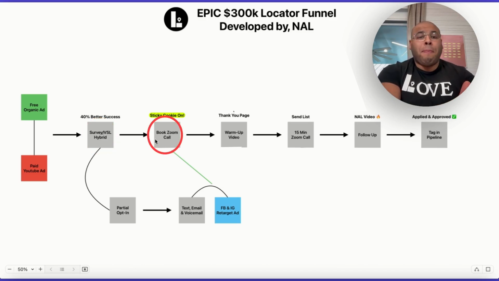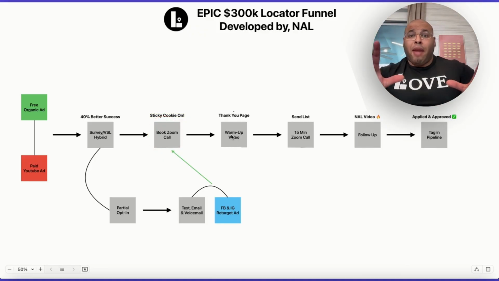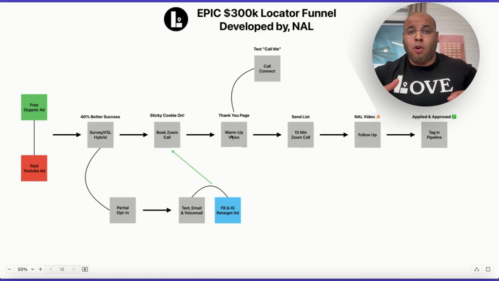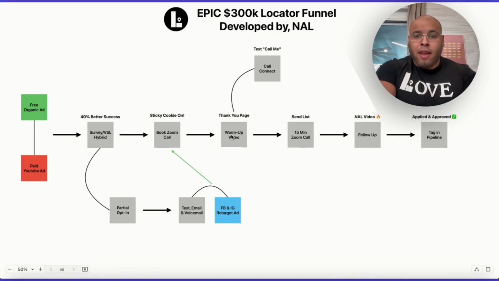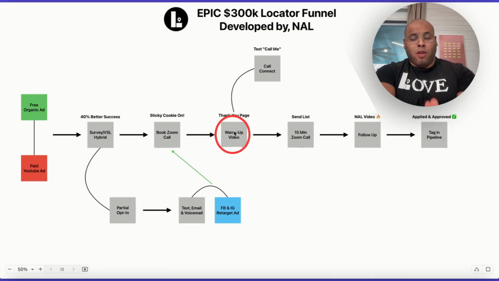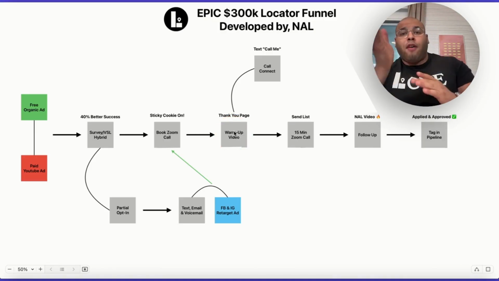And hopefully by the time we bring them back, they actually complete that step and then they're in the warm-up video. Now in this warm-up video, at the end of the video, we're going to tell them, hey, if you don't want to wait for your booked Zoom call, text us the word "call me" and we'll have an agent call you right away. And because we're saying that in the last part of the warm-up video, we have an automation that will fire off something called a call connect.